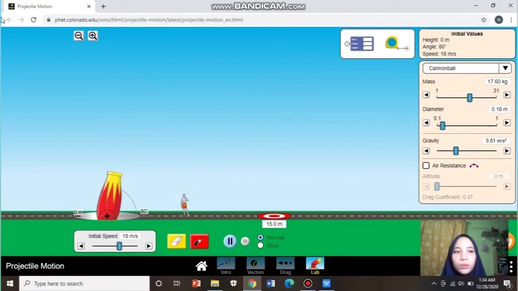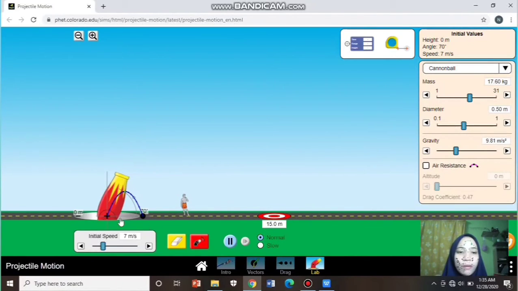First, you look at the right hand side. You need to adjust here the mass, diameter, gravity. Okay, for the mass, 17.060 kilogram, diameter 0.5, and gravity 9.81, and initial speed is 7. For the first initial speed is 7, and the angle is 17. Okay, now you just click here.